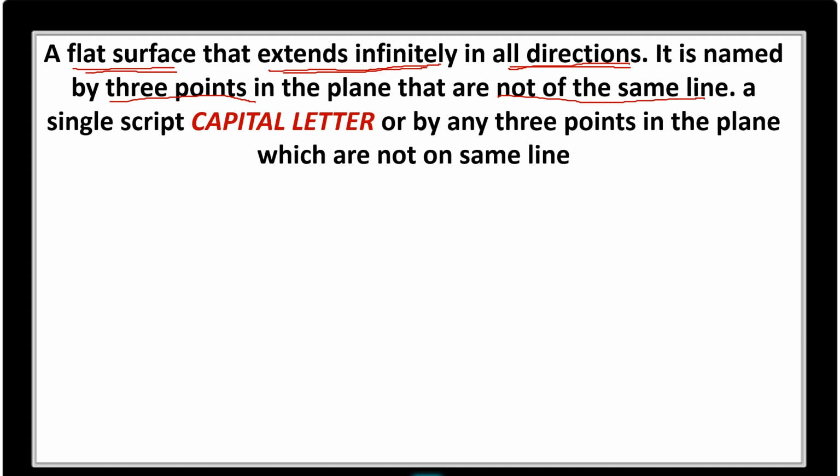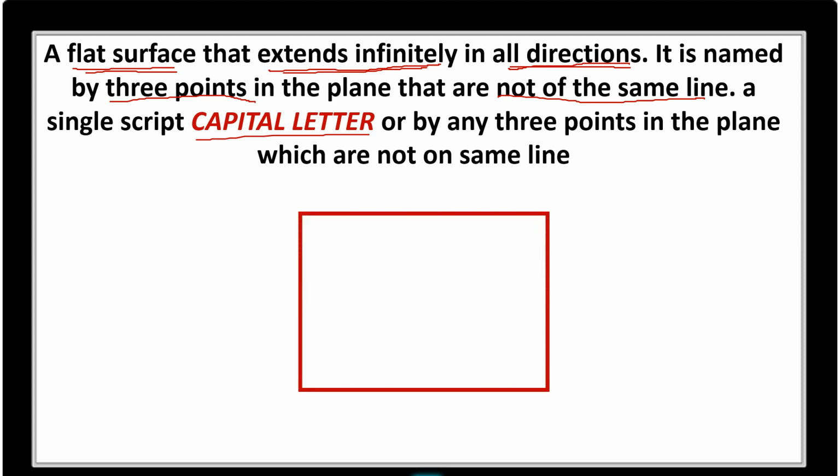A plane can be named by a single script capital letter or by 3 points in the plane which are not on the same line. So let's have an example. Let's consider this as a plane.